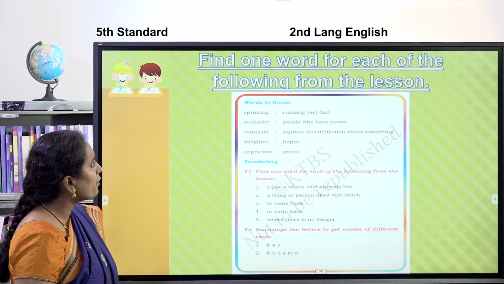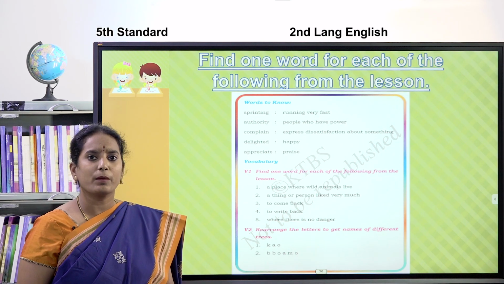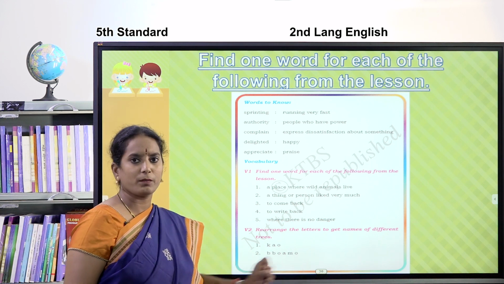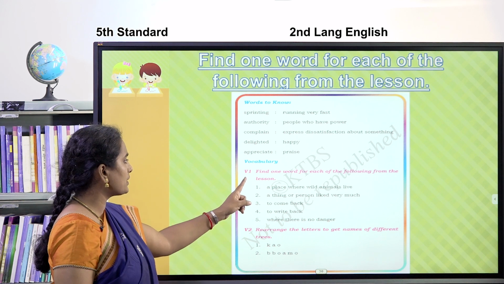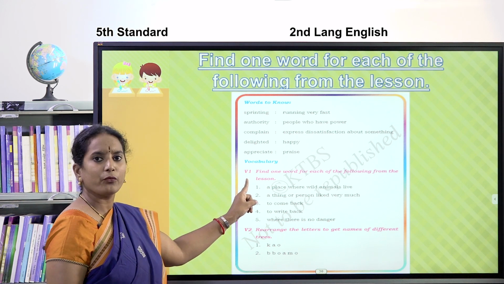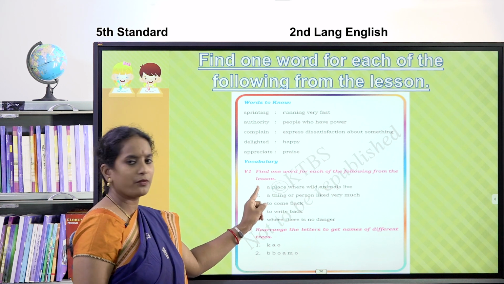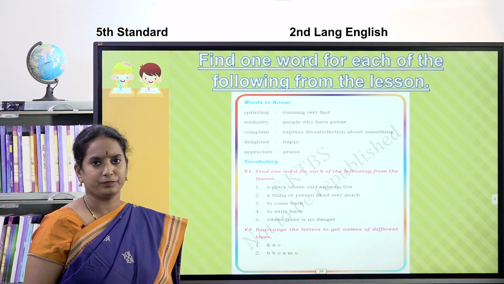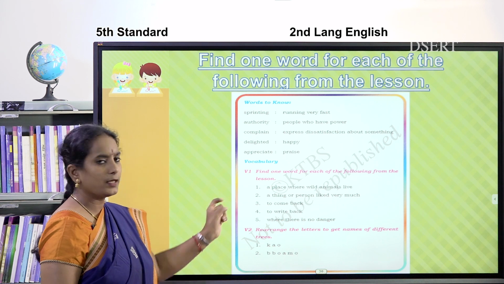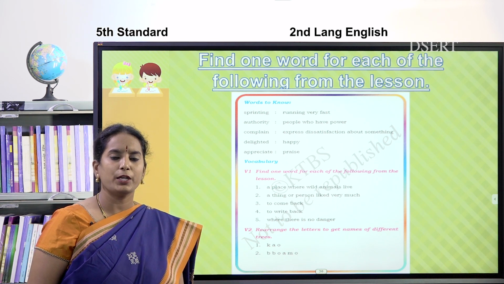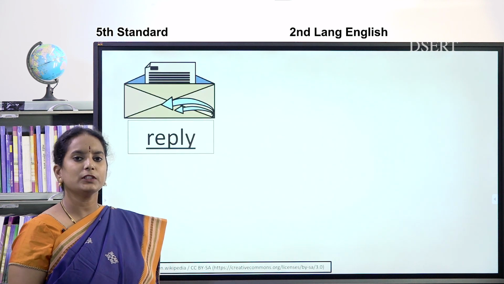Find one word for each of the following from the lesson. Now, in your textbook, you all can come to page number 30. This activity is there under vocabulary V1. Find one word for each of the following from the lesson. We are going to do this activity now. First, let me explain about this activity.